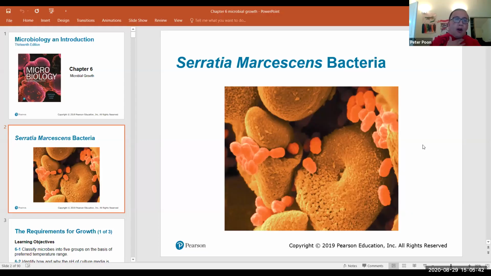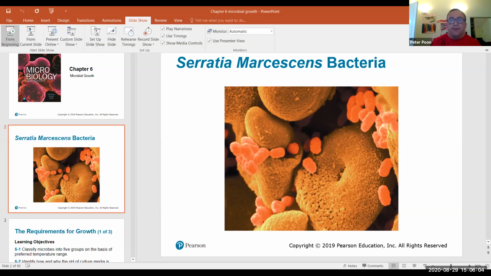All right, now we're going over microbial growth. Part of it is how we grow microbes in the lab, but part of it is understanding what makes bacteria grow and what makes other microbes grow. If we can understand how to do it, we can understand how to stop it. So without further ado, let's talk about it.